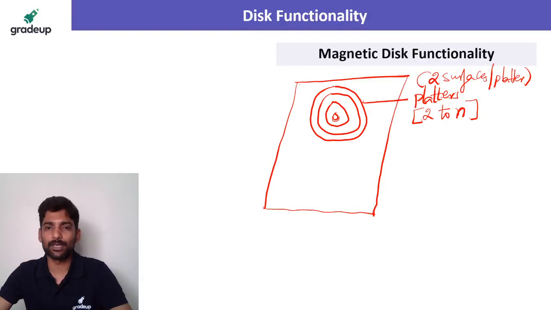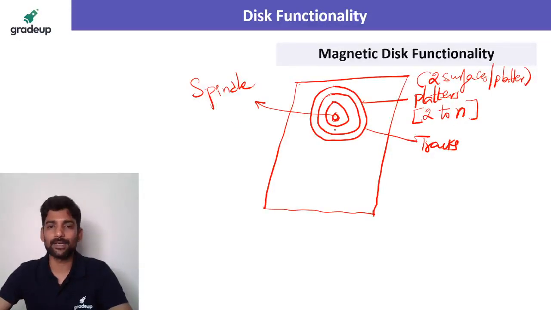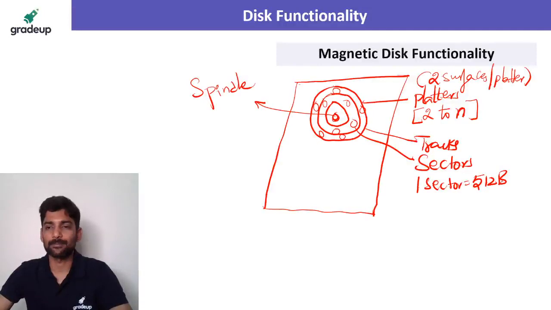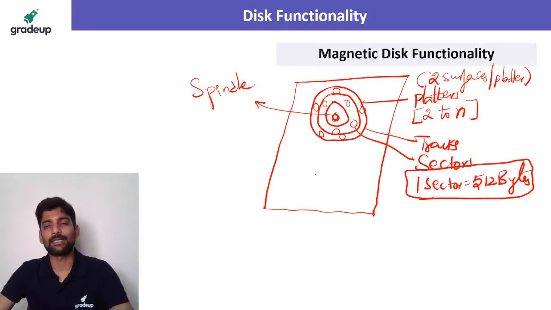All these platters are mounted on a central location called the spindle, where all platters are mounted one over the other. Each surface is partitioned into concentric circles, which we call tracks. Each track is further partitioned into sectors. Remember, the universal capacity of one sector is 512 bytes. Like how pi is 22/7 or 3.14, one sector size is also a universal constant.